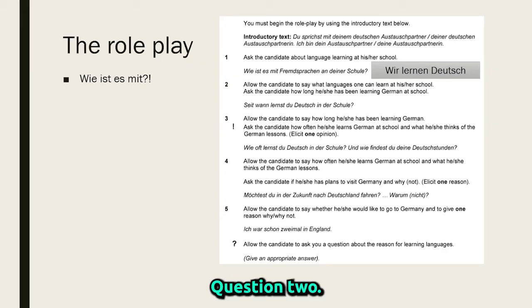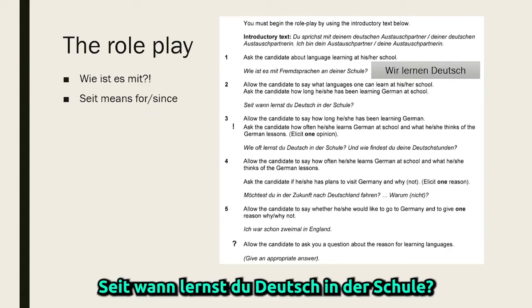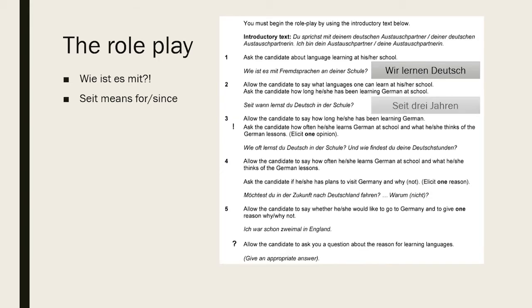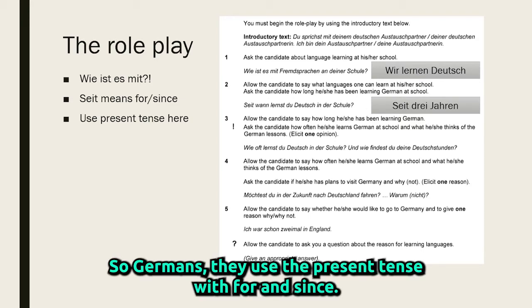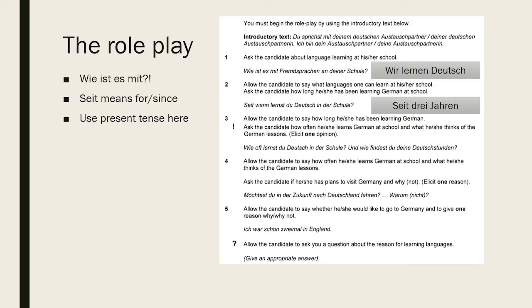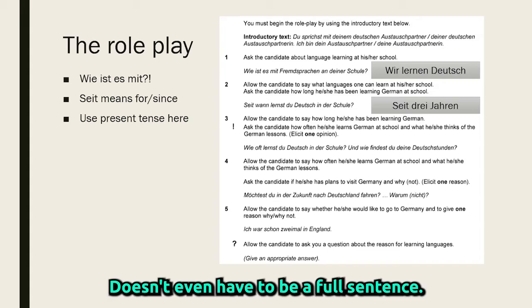Question 2. Seit wann lernst du Deutsch in der Schule? So, since when have you been learning German at school? And seit 3 Jahren. So, Germans use the present tense with for and since. So, again, it's a very short and simple answer. Doesn't even have to be a full sentence.